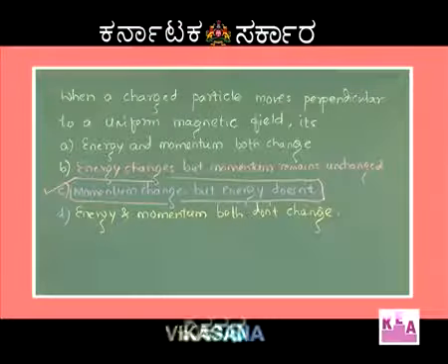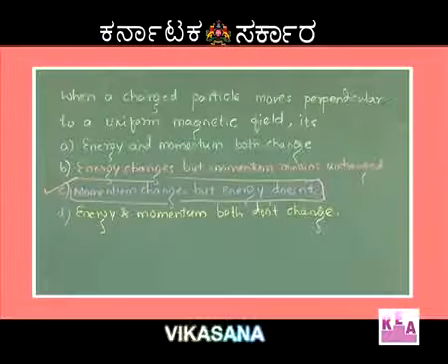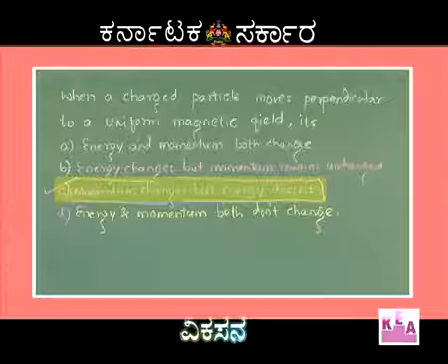Therefore, let us read the options once again and try to understand which of them is correct. Energy and momentum both do not change is a wrong option, because momentum changes there. Momentum changes but energy does not is the correct option. So, option C is perfectly correct.